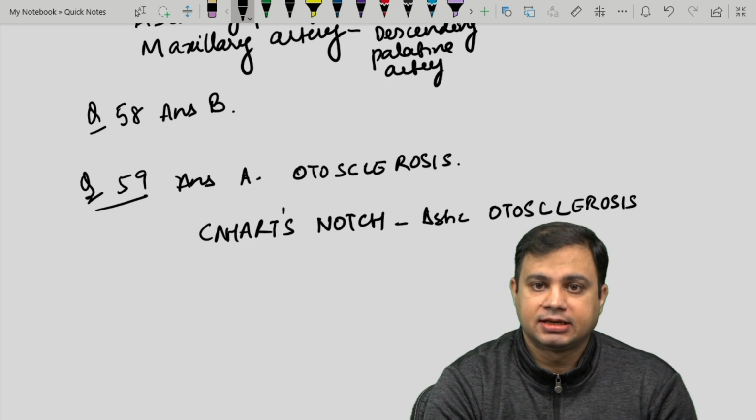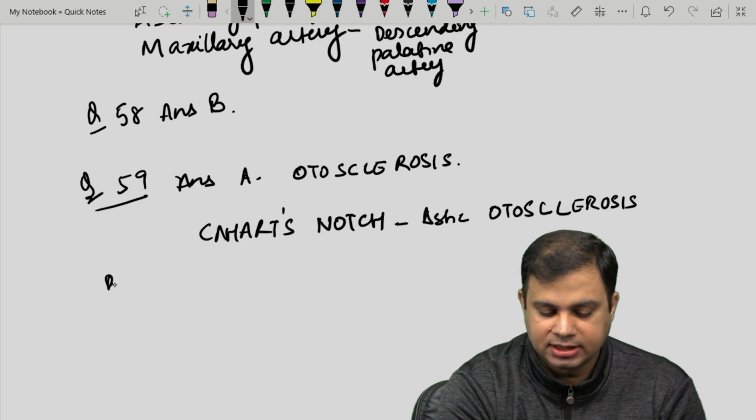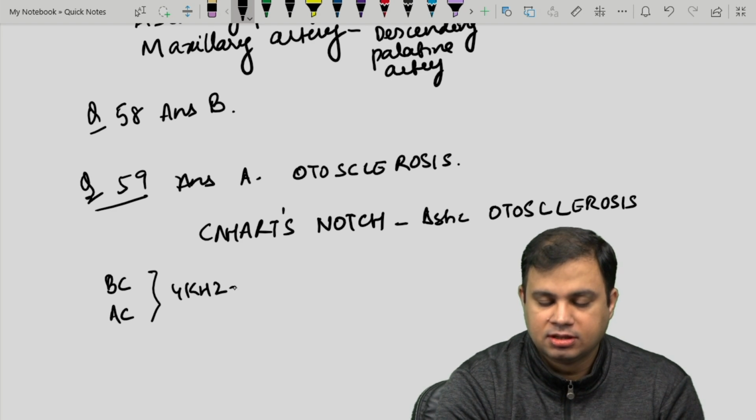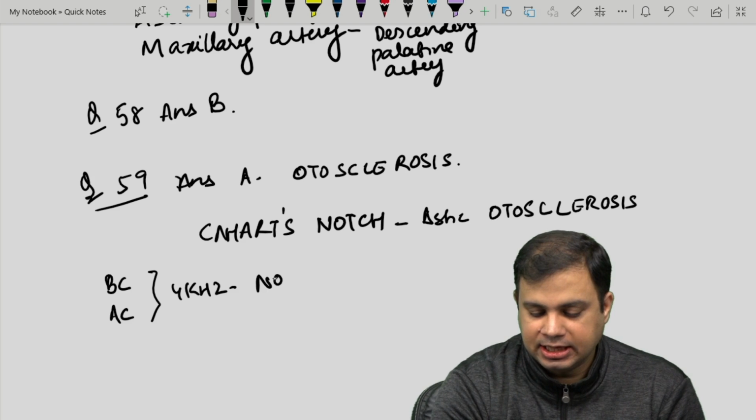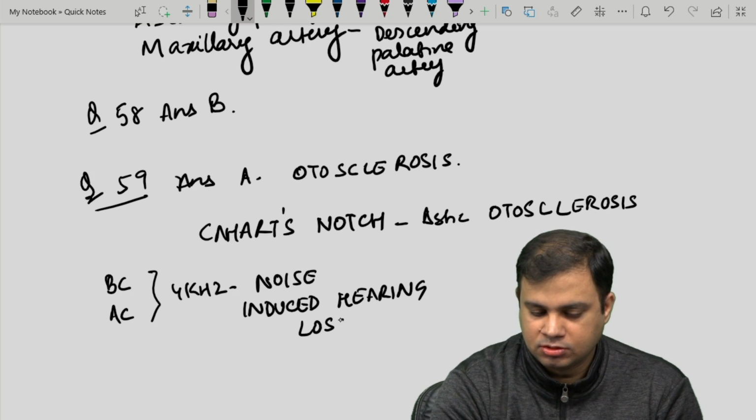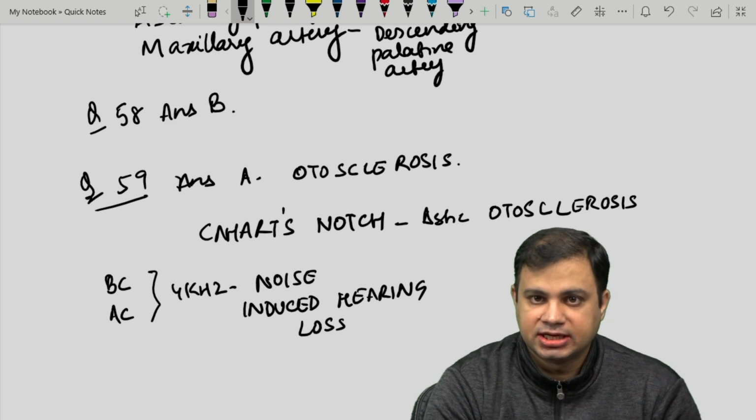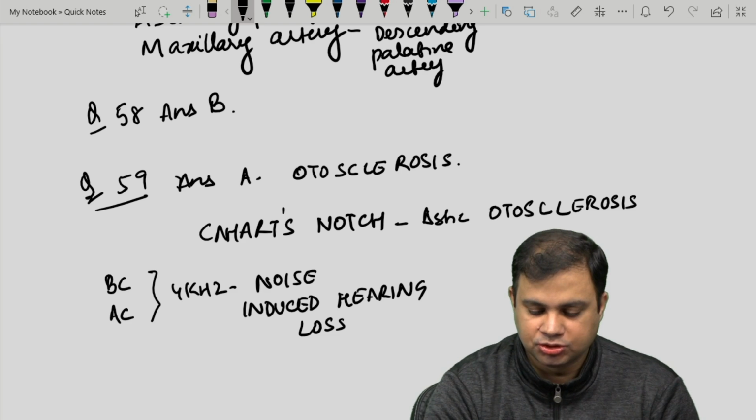Had it been that there is a dip in bone conduction as well as in air conduction at 4 kilohertz, this is noise induced hearing loss. So, answer to the question number 59 is A. It is showing a Carhart notch which is diagnostic of otosclerosis.